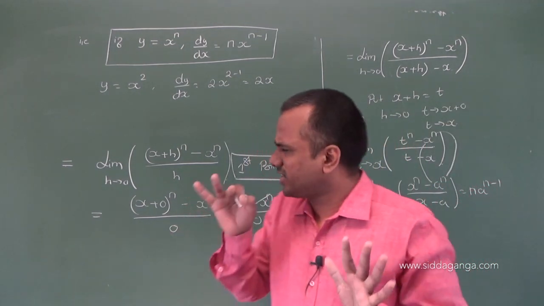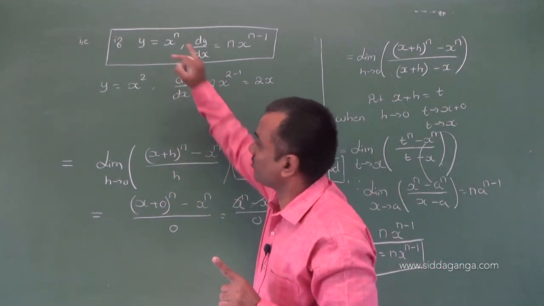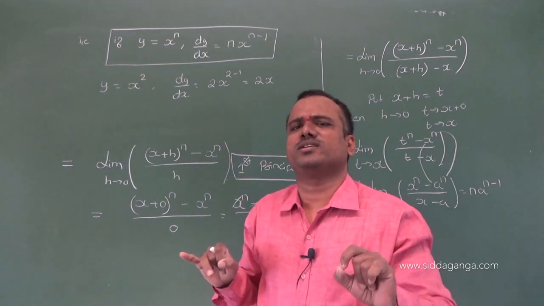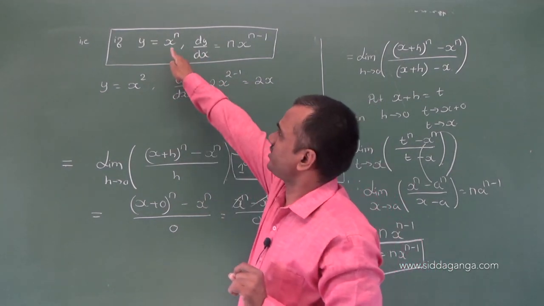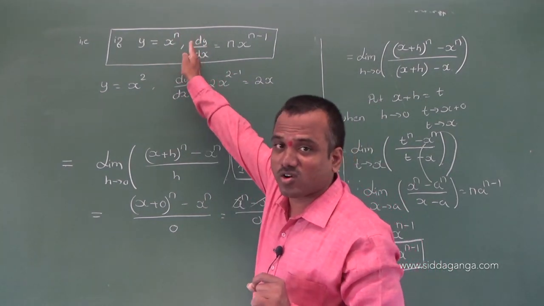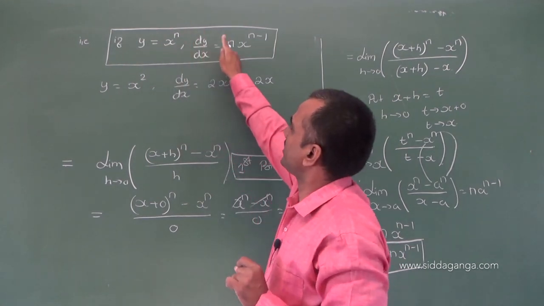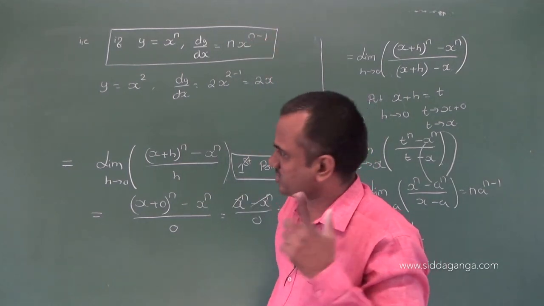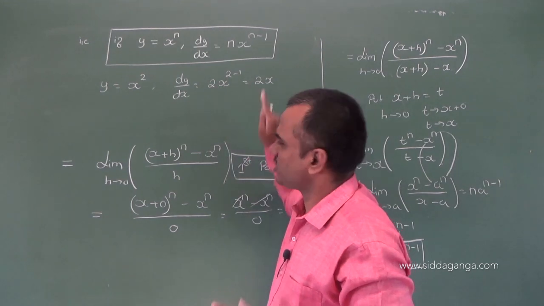Simply if he asks, find the derivative of x square, then we use this formula. We already found it out. If he just asks, find the derivative of x square, we use this formula, the derivative of x to the power n. That's why I call it this formula. Understand? The derivative of x to the power n is n into x to the power n minus 1. Similarly, the derivative of x square is 2 into x to the power 2 minus 1, that is 2x.